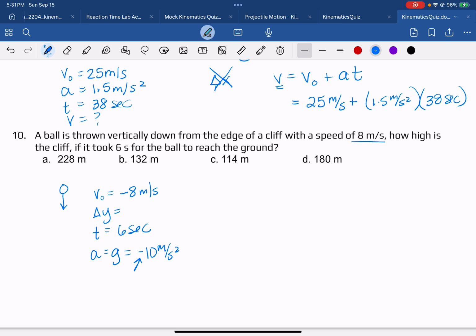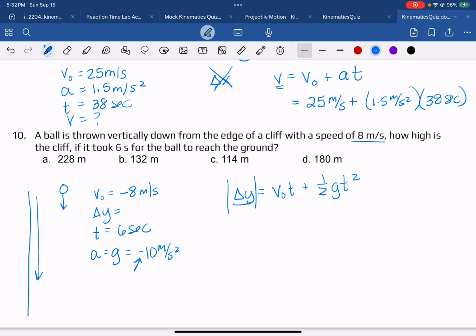So if I go ahead and put this piece together, I would have delta y is equal to v sub o t plus 1/2 g t squared. And I do want my change in height. Now, because it wants to know how high the cliff is, it's going to give me a number that is negative, because if I'm going downward, then that would be a negative displacement. So I really want the absolute value of that y.